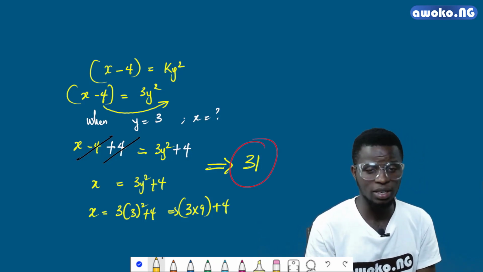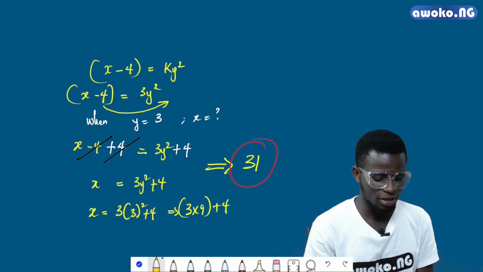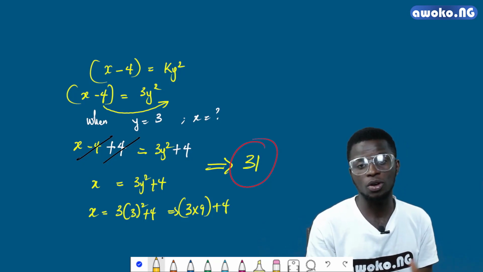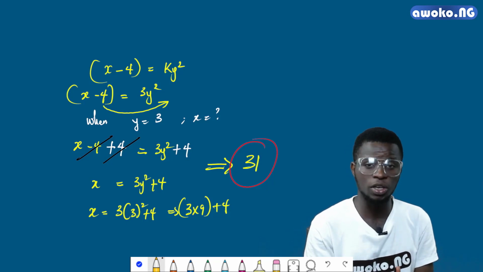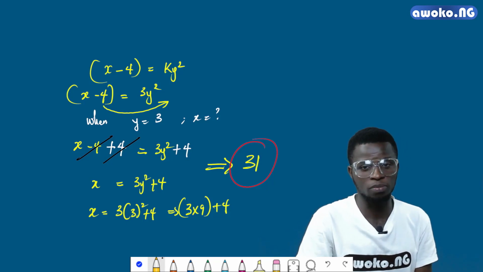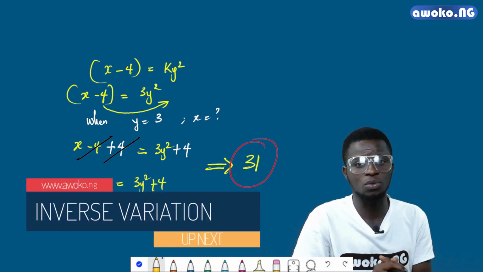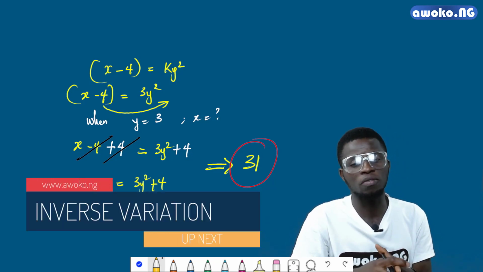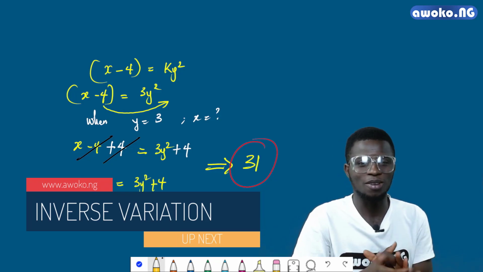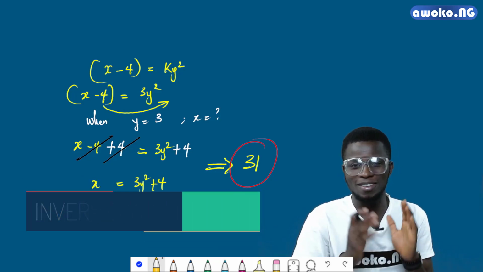So this is the end of the class on the examples of direct variation, and I'm sure by now you should be able to solve any problem that pertains to direct variation. In our next class, we'll talk about the second type of variation, which is the inverse variation. Till we meet again, bye.